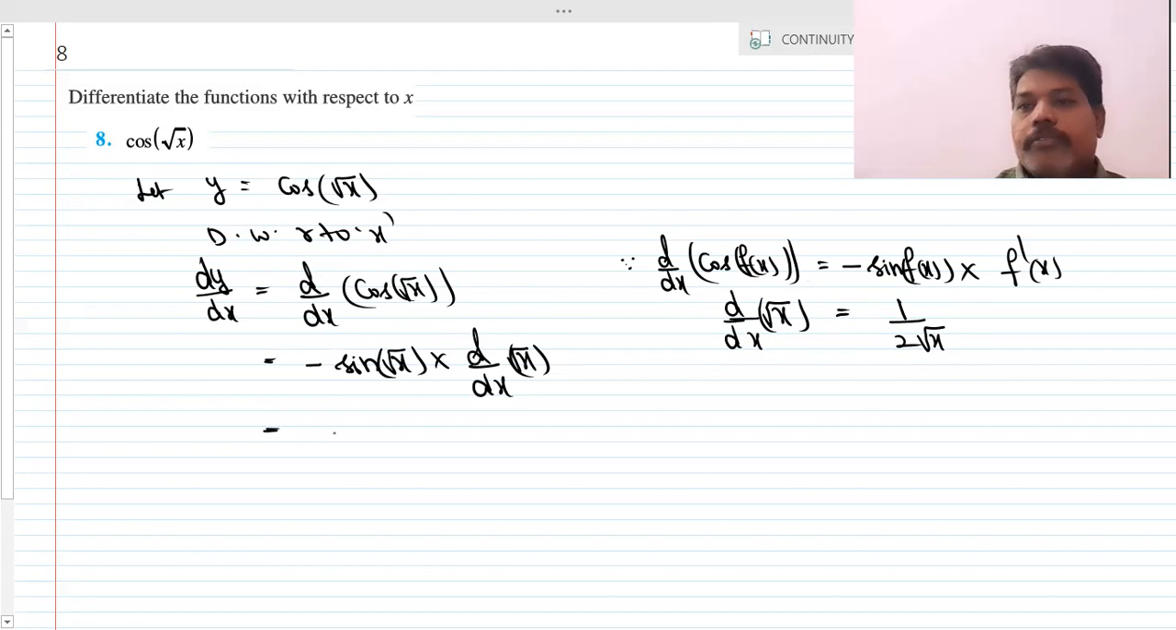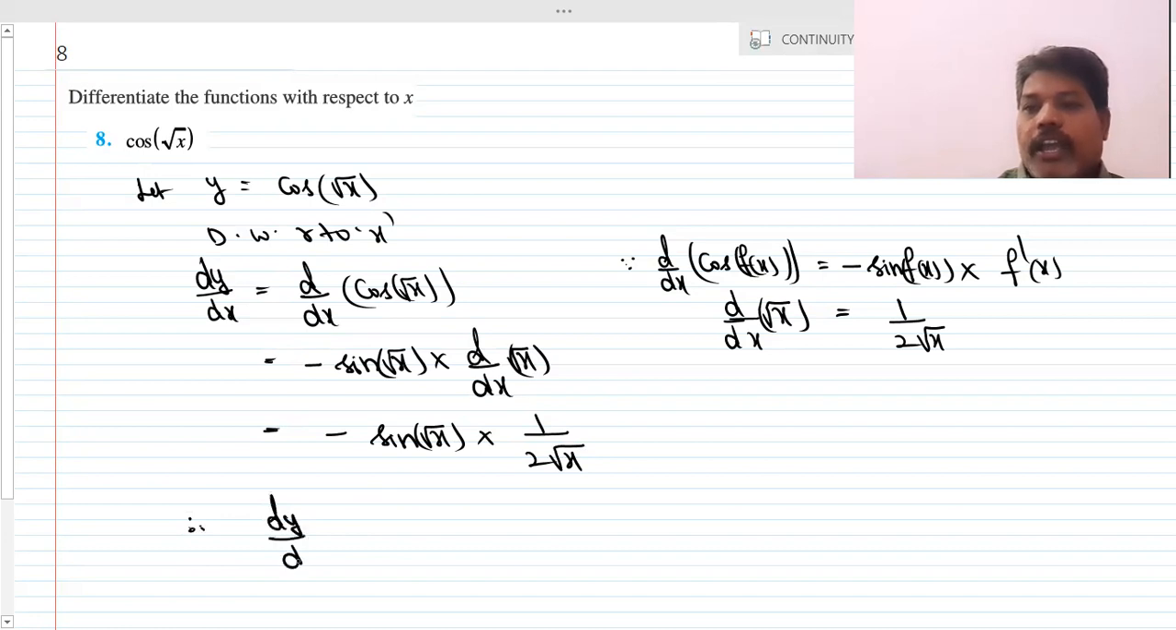So that is equal to minus sine of root x into 1 by 2 root x. Therefore dy by dx is equal to minus sine of root x by 2 root x.